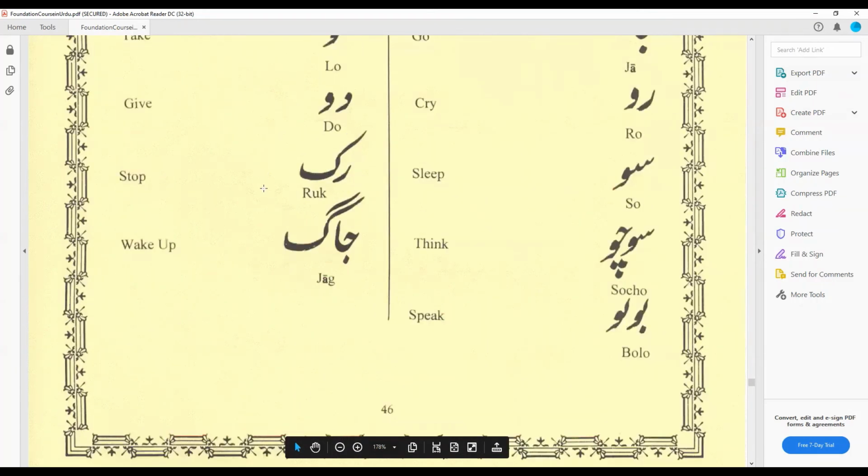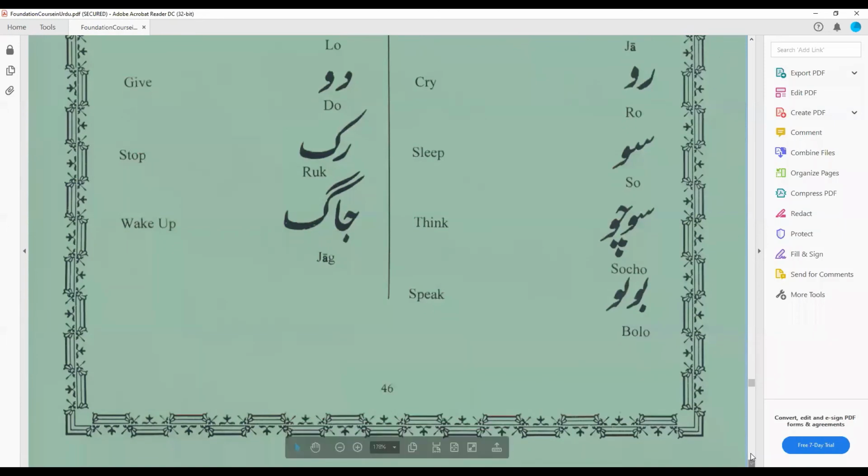रुक. कहते हैं ना Stop. रुक जा. Stop. Next we have रुक जा. Jag jao. Wake up. When someone is sleeping, you will say jag jao. Wake up. So this is small vocabulary, very initial and small vocabulary.